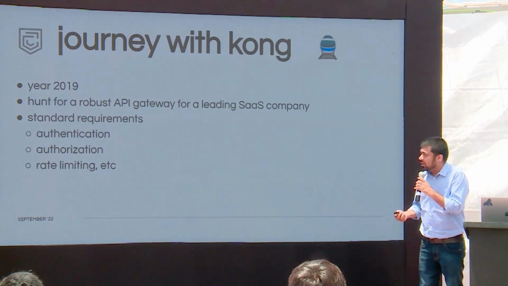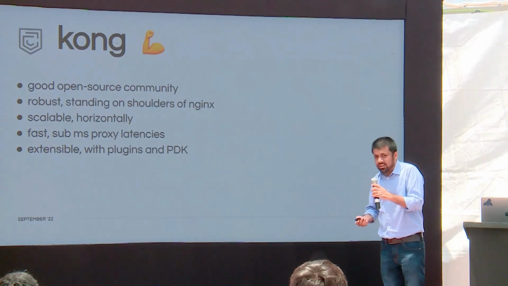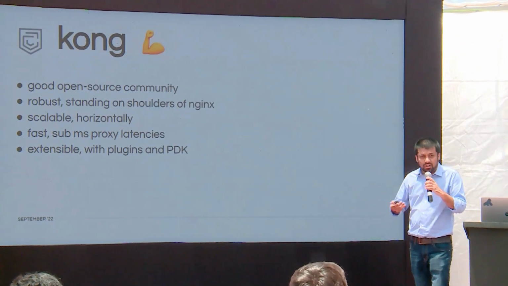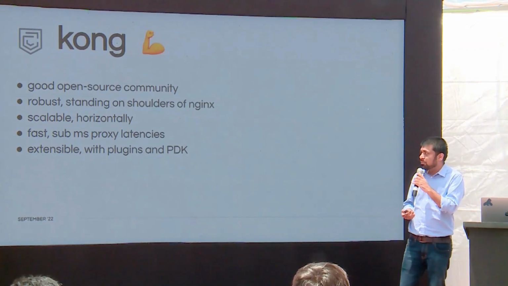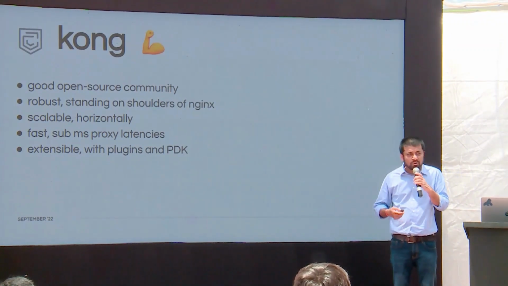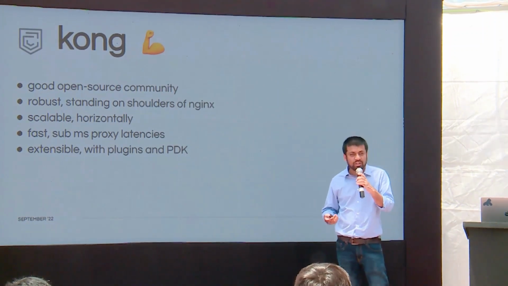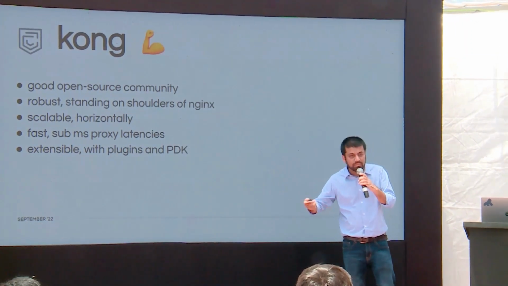Obviously, Kong stood out as the winner because it has a good open source community. It's robust, sitting on the shoulders of Nginx. It's scalable. It is fast. The proxy latencies in Kong are sub-millisecond. It is also extensible, where you can write custom plugins in Kong with a framework called PDK, which is Kong's plugin development kit.